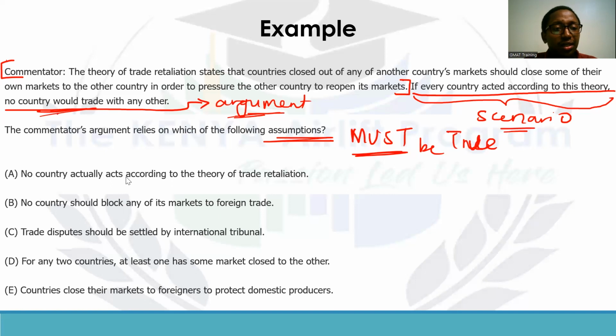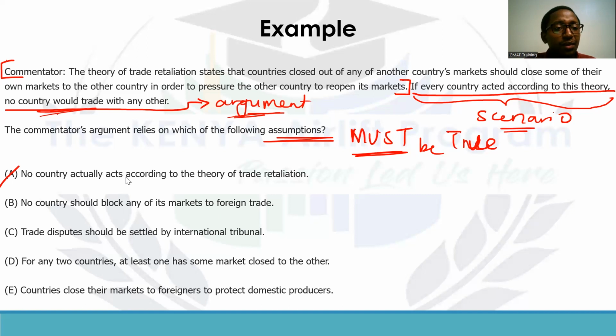If we go to A, no country actually acts according to the theory of trade retaliation. Note that if you know what to take as truth, you will not eliminate answer option A straight away, because the argument is not that every country will act according to this theory. The argument is assuming every country is acting according to this theory. So if every country acts according to this theory, no country will trade with one another. With that, you can easily eliminate A, because it goes against a truth that we require to answer this question.